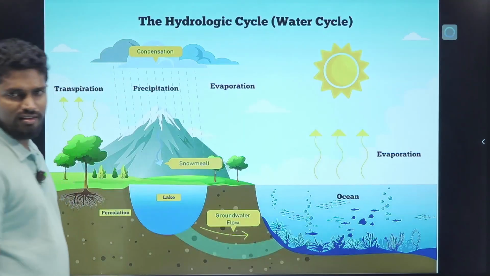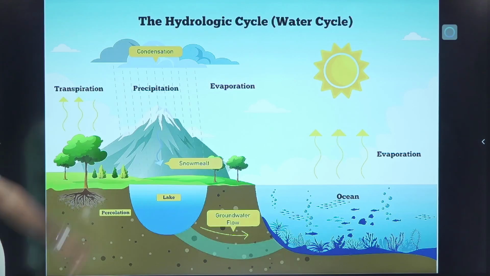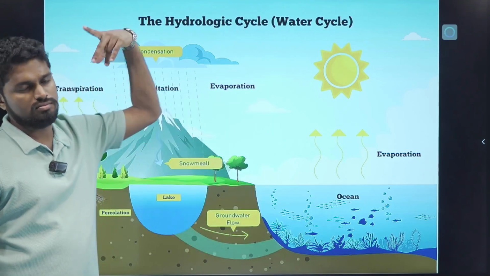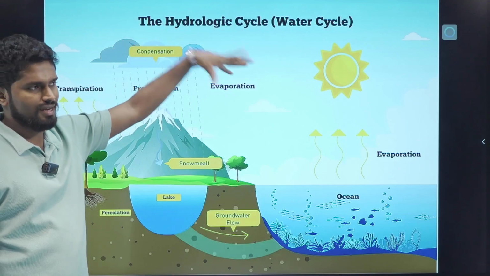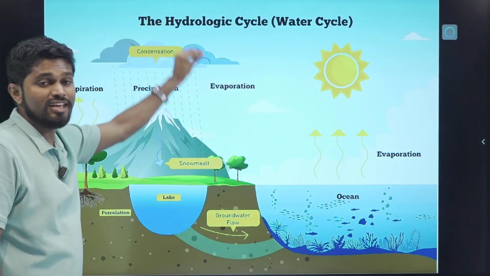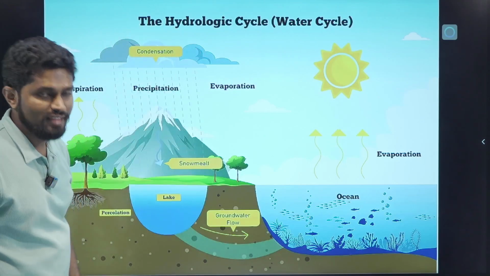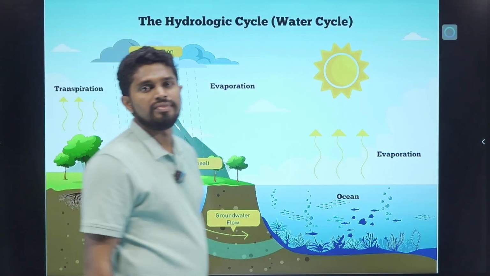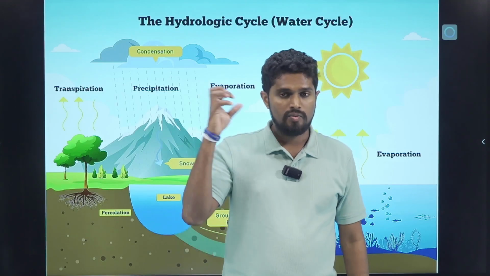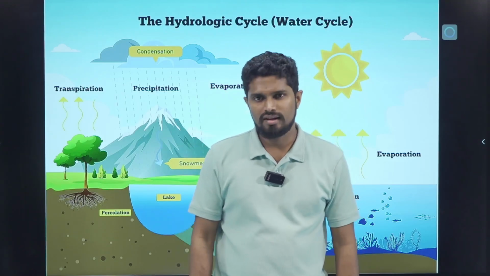What is the place where condensation happens? Here, no? The water vapors are coming to the atmosphere, and here they convert the water vapor into liquid water. That process we can call condensation. Condensation means converting water vapor into liquid water. Okay, guys?